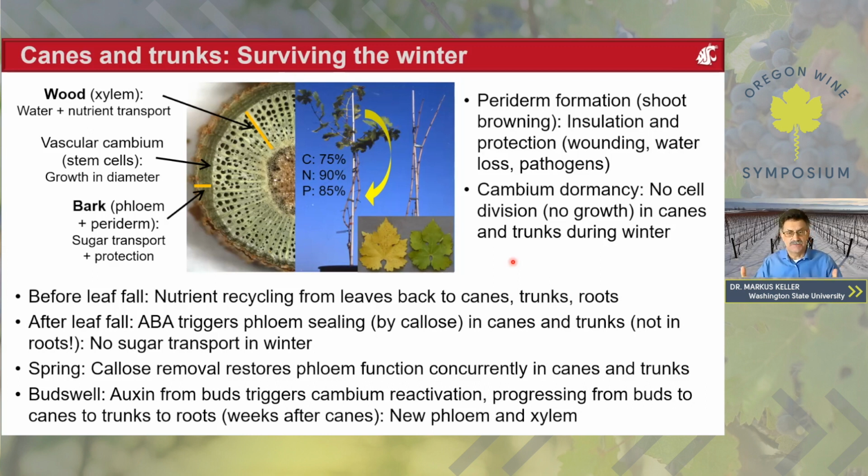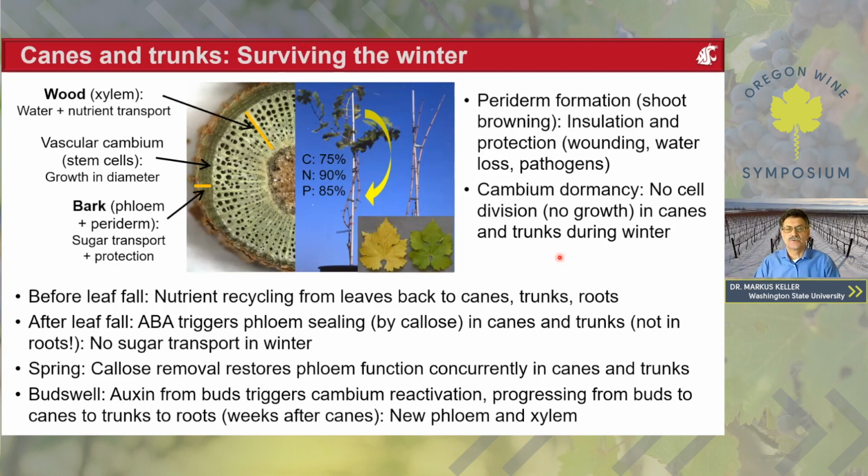Now, eventually, we don't know exactly when that happens, but gradually, as the periderm has now formed, the vascular cambium that is between the xylem and the phloem goes dormant, which means it just arrests cell division. There's no new growth, no new xylem, no new phloem production during the winter. So growth stops.